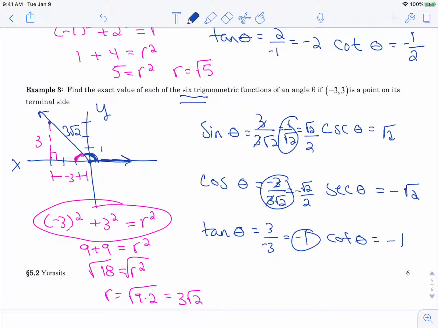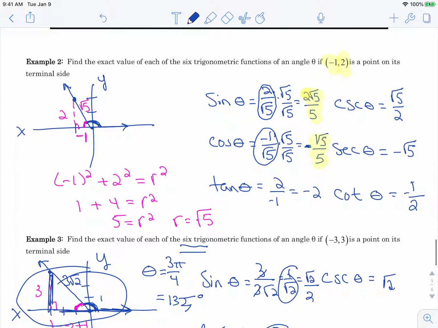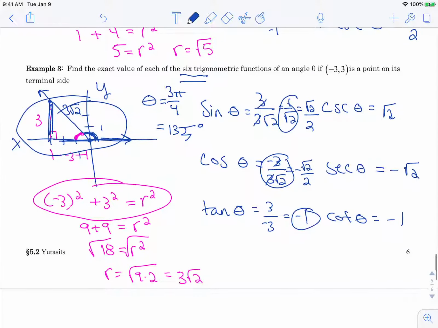Some of us, hopefully, maybe one of you guys, noticed this is a special right triangle because these lengths are the same. So you're in a 45, 45, 90 triangle. So then we know, because we're in quadrant 2, our angle is 3 pi over 4, or 135, that is. So knowing that, and that's just because this is a special right triangle. Up here, it wasn't. So I could just put that new formula to use.